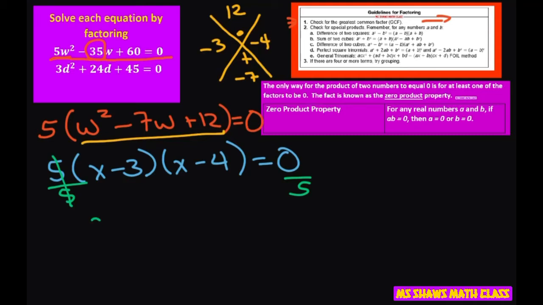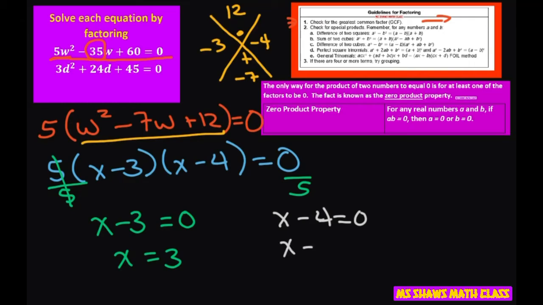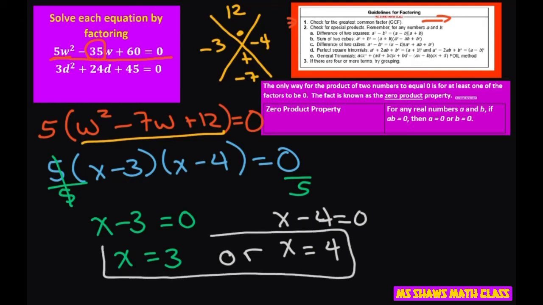So now we have x minus 3 equals 0. You add 3 to both sides, so you get x equals 3. And we have x minus 4 equals 0. Add 4 to both sides, you get x equals 4. So the way you want to word this is x equals 3 or x equals 4.